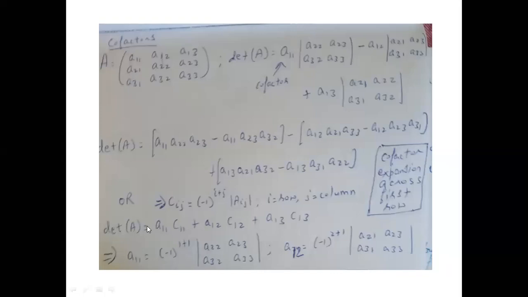So you'll have the determinant of A as A11 times the cofactor. This can be written as C11. And to find C11, this indicates the row, this indicates the column.